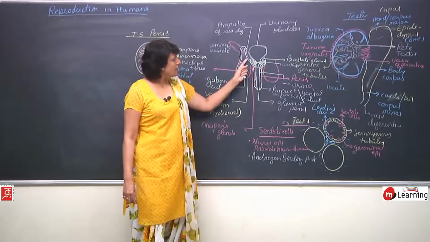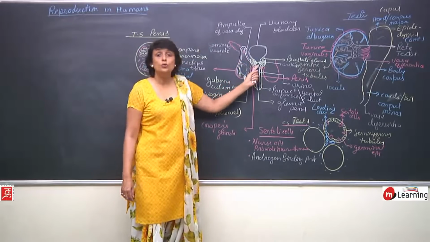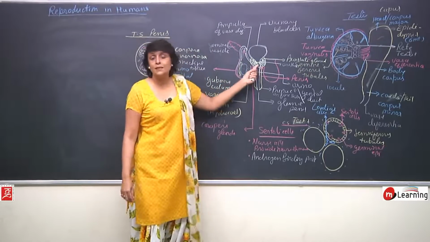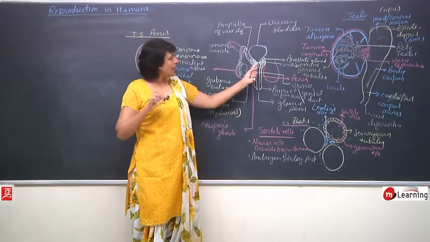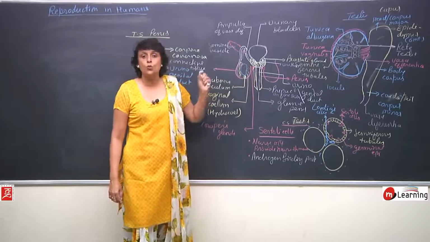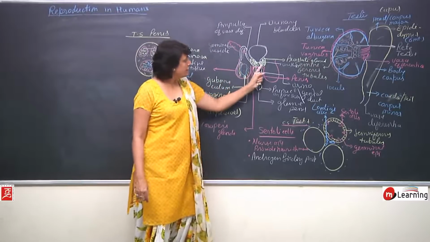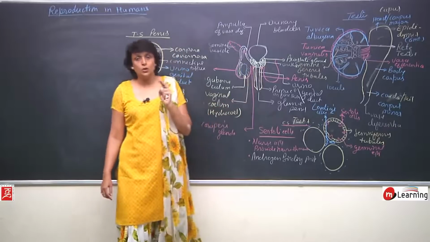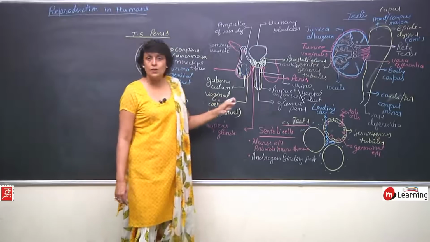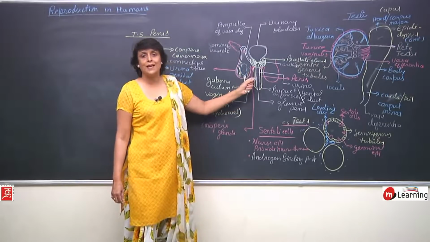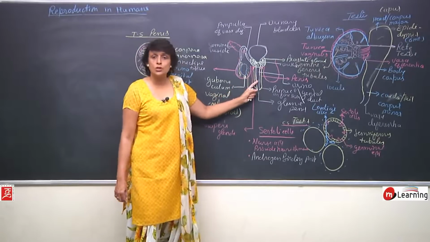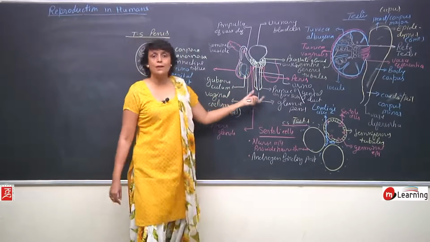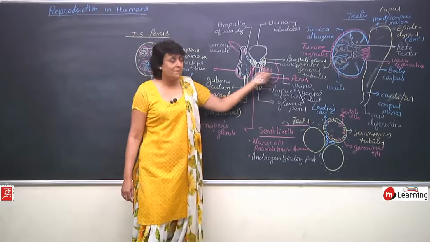Now, this vas deferens, it opens into urethra. So, 2 vas deferens of 2 sides open into urethra. Up till now, that duct which was coming from the bladder was called urethra because it was carrying only urine. After the vasa deferentia open into it, now it will carry 2 things, urine as well as the gametes. So, it is now known as urinogenital duct. This urinogenital duct passes through the external genitalia, a muscular erectile organ called penis.